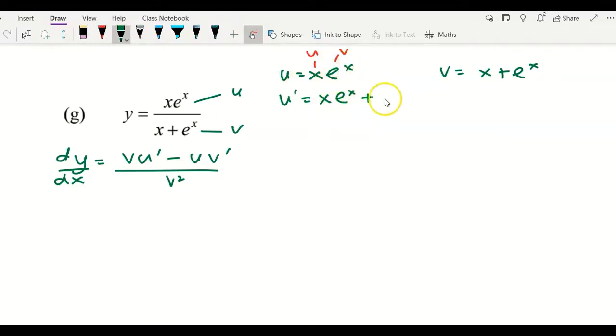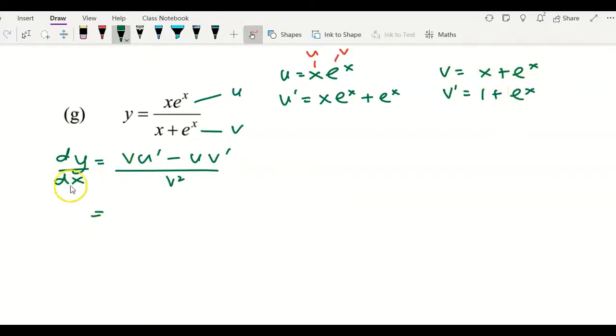And then copy down the other function, that is e^x, and differentiate the function that you just copied down, that is differentiate x, you get 1. So you get 1 plus e^x when you get the u prime. To get the v prime, this is simple. Differentiate x, you get 1, and differentiate e^x, you get e^x.